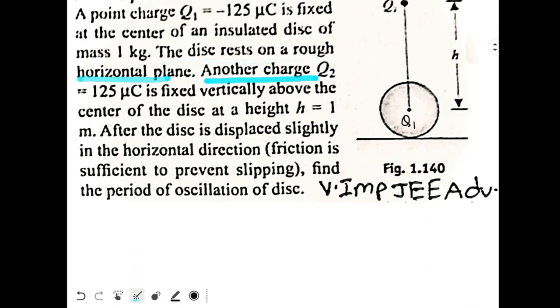Another charge Q2 equal to 125 microcoulomb is fixed vertically above the center of the disk at a height h equal to 1 meter. So this is the height h equal to 1 meter. This is your charge Q2. After the disk is displaced slightly in the horizontal direction, friction is sufficient to prevent slipping. Find the time period of oscillation of the disk.